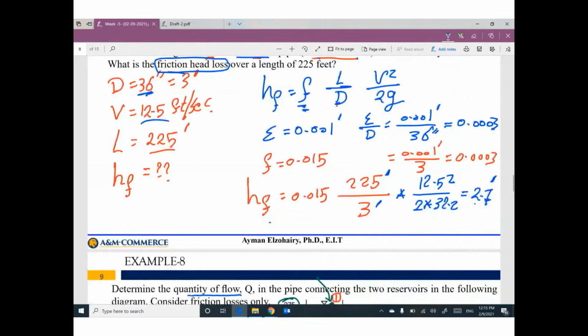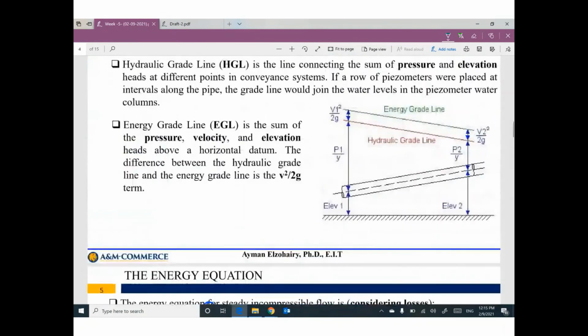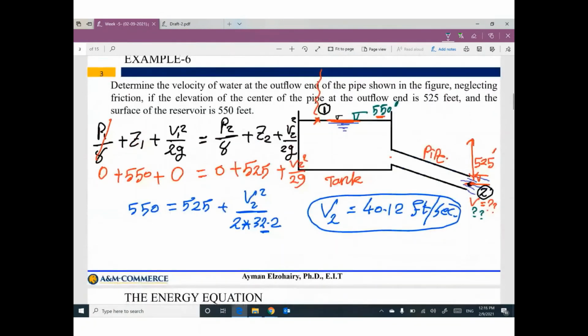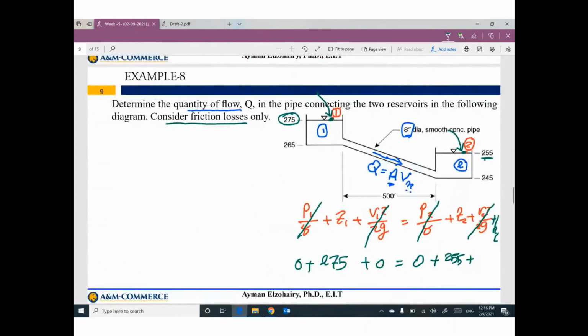Guys, we have a big difference between this example and the current example. This one, we have here a very large velocity. But in this example, this pipe is connecting two tanks. So the water surface here has 0 velocity.